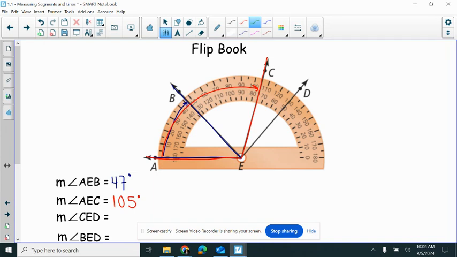The next two don't start at 0. So angle CED. If it doesn't start at 0, you can actually use either set of numbers. It doesn't matter. So this one, I'm just going to use the outer set of numbers. If I use the outer numbers, it starts at 105 and goes to 130. So for that angle measure, we subtract those two numbers, 130 minus 105, and you get 25 degrees.